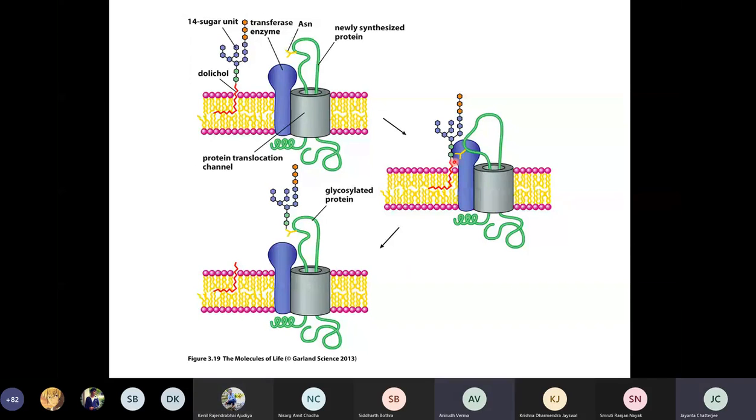I am not sure whether I clearly understand your question. So are you saying that it's a random process where these dolichol units come in proximity to this blue guy and then get phosphorylated? Is that what you're saying? I mean that transferase enzyme. Yes, like the dolichol wants to attach with the asparagine. No, dolichol is a lipid tail. The lipid tail doesn't get attached.